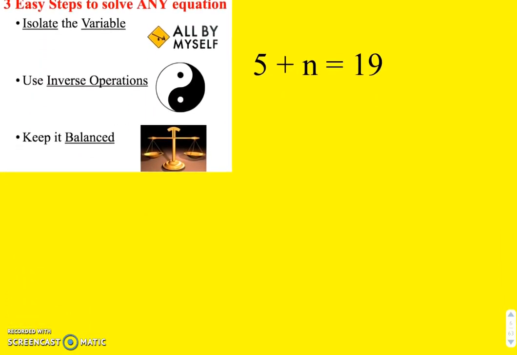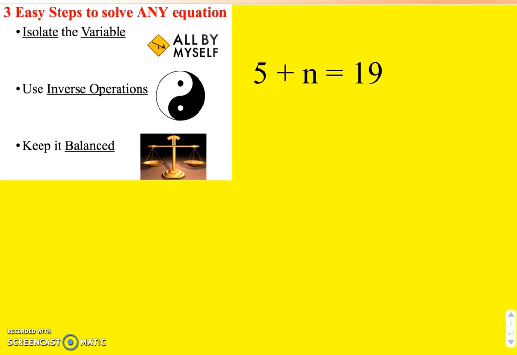Let's look at an example. 5 plus a number equals 19. I need to isolate this variable n. In order to isolate it, or get it by itself, I need to get rid of the 5. The 5 is positive, so to get rid of it, I'm going to subtract 5 right underneath. And I have to do the same thing to the other side, subtract 5.